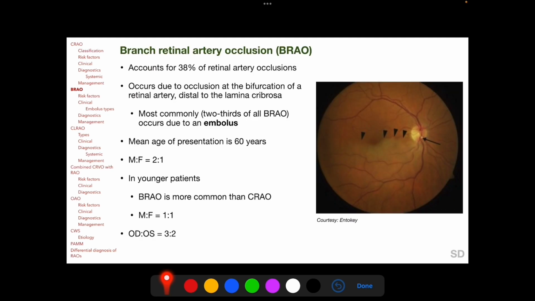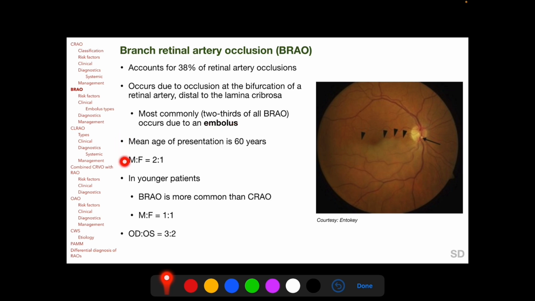Branch retinal artery occlusion or BRAO accounts for 38% of all retinal artery occlusions and occurs due to occlusion at the bifurcation of a retinal artery distal to the lamina cribrosa. Unlike central retinal artery occlusion, which is most commonly caused by an in situ thrombus formation, two-thirds or a majority of all BRAO occurs due to an embolus.